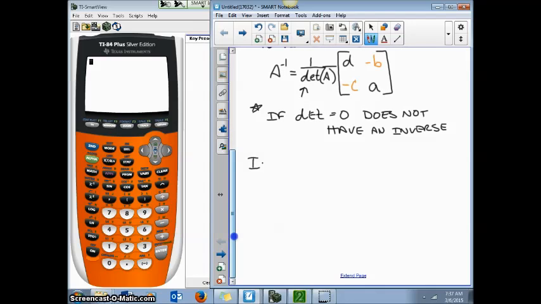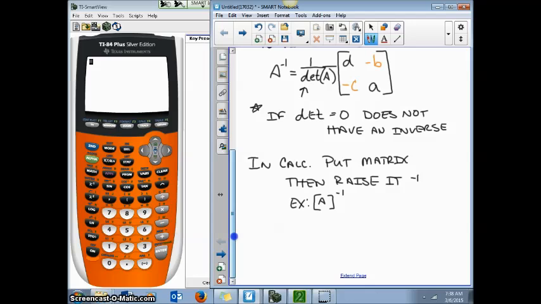So in our calculator, we can actually put our matrix and then raise it to the negative 1. So in other words, an example would be in your calculator, when you put your matrix, it puts the little brackets around it. So you would put A and then raise it to the negative 1 power. And that's actually on your calculator where we always hit matrix. There's your inverse button right there. Okay. So it's going to be really easy to do these in the calculator. We're going to do a couple by hand real quick.